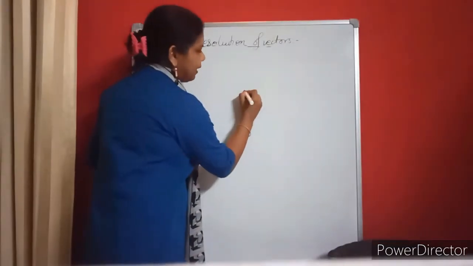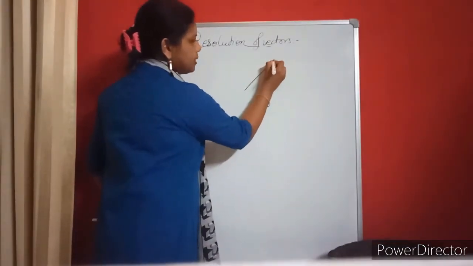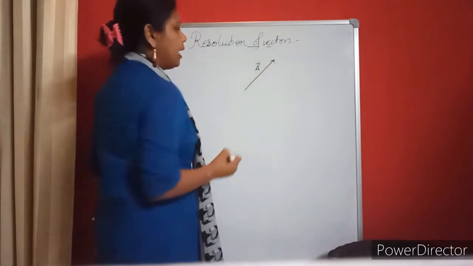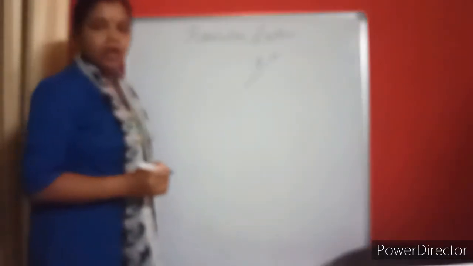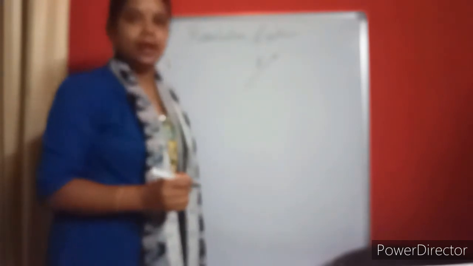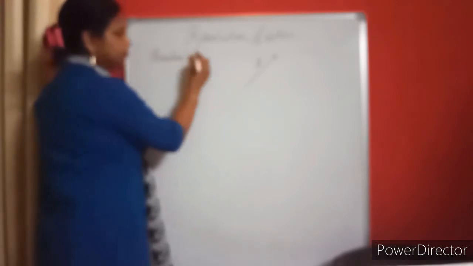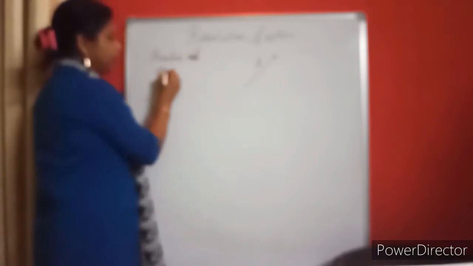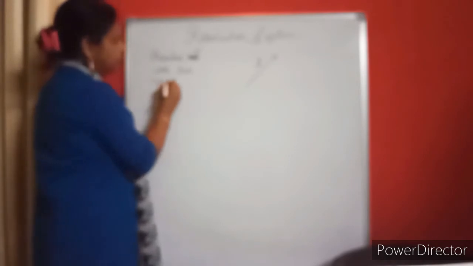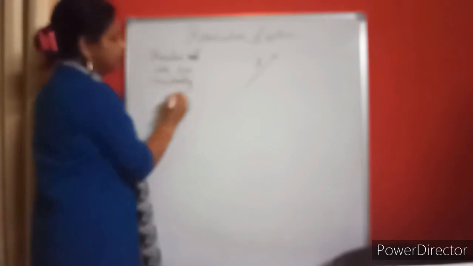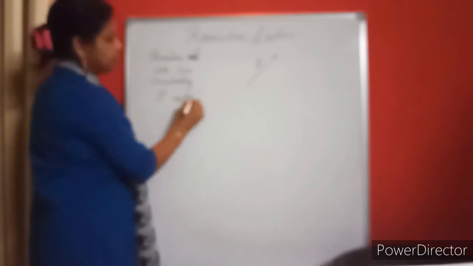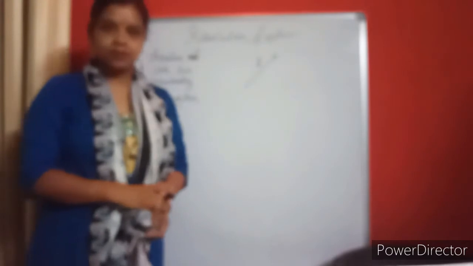Suppose we say that A is a vector. This is my A vector. And I want to resolve this vector into two mutually perpendicular directions. That means resolve vector A into two mutually perpendicular vectors. How can I resolve this into two mutually perpendicular vectors?